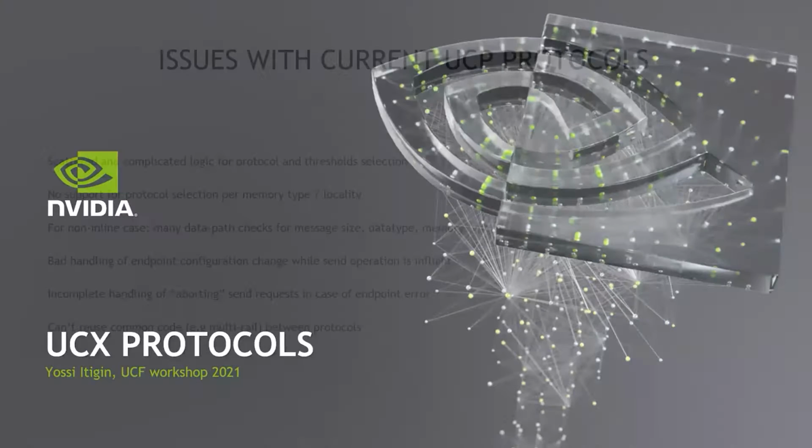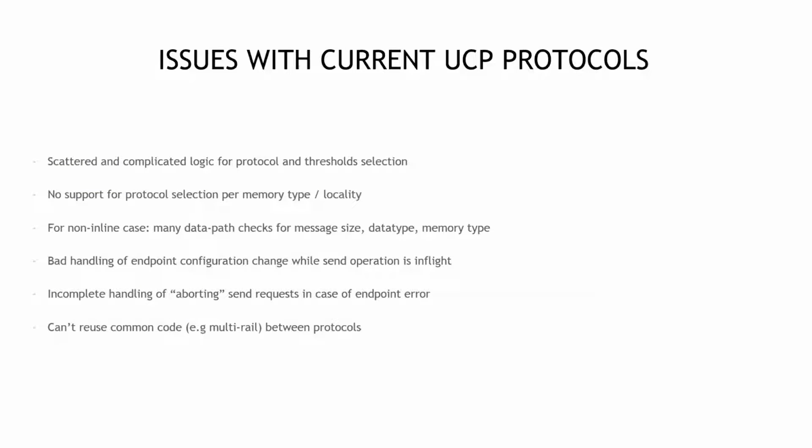This presentation is about the new generation for UCP protocols, which is supposed to solve several issues that we have today. Today, the logic for selection and protocol thresholds is kind of scattered in multiple places. We have the huge function to initialize endpoint configuration, and we have different logics in different protocols, and it's all very ununified, scattered in different places. Once in a while, we see conflicts in thresholds or things are not working as expected.